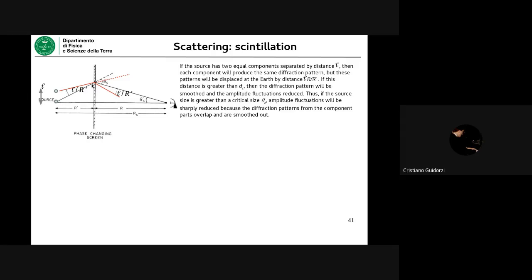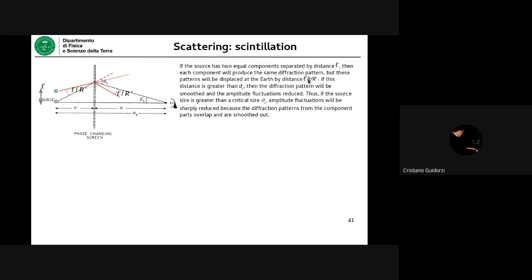Okay? So again, because we are considering small angles. So the same angle is here. But now here, if you want to calculate the displacement in this plane here, so the displacement between the two rays due to the two different sources, it is the angle times the distance. But here the distance is R. So angle L over R prime times R is this guy here.